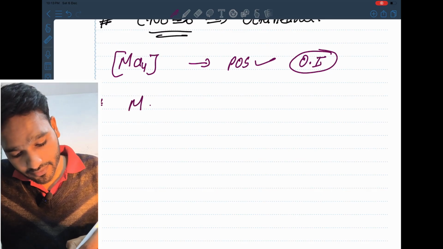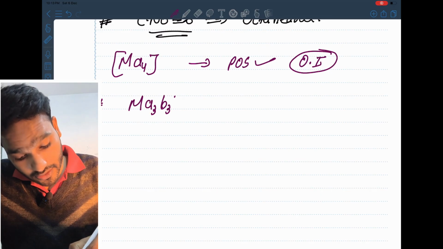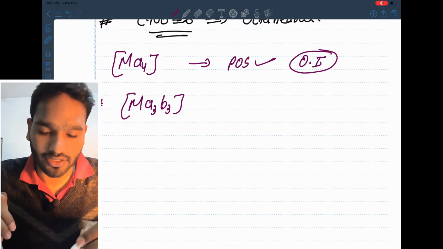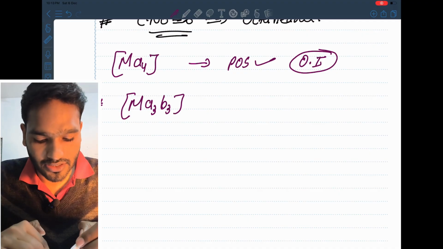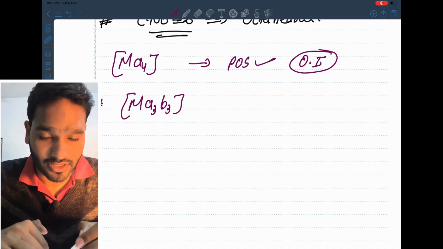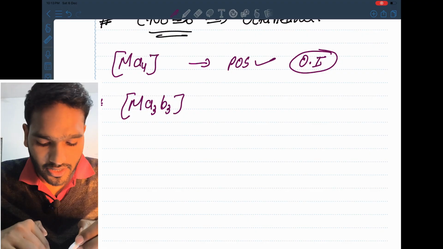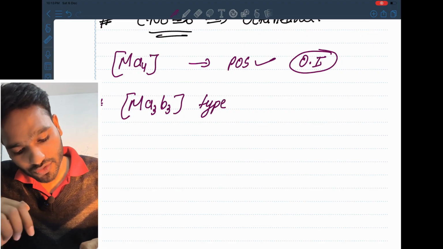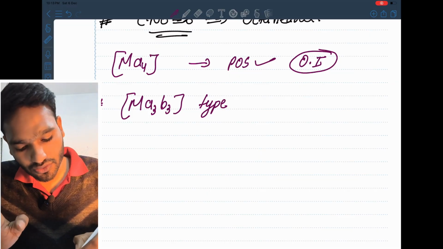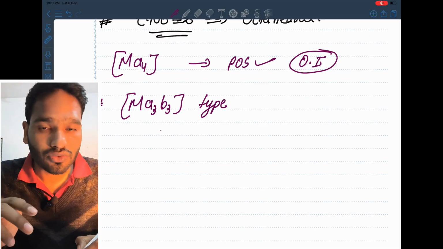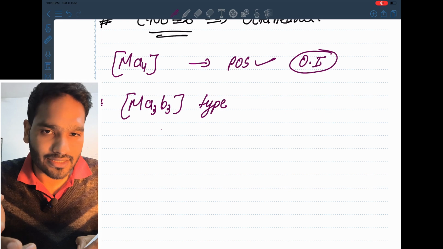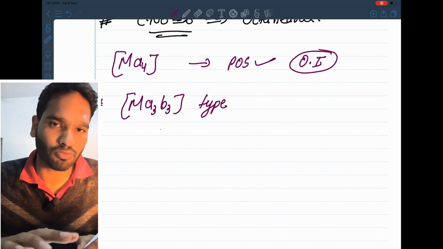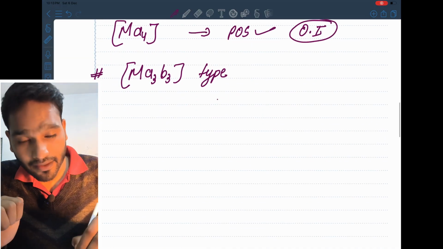This is very famous, and it used to come in exams. I think in JEE 2025 there was a question on this type of complex. The complex was MA3B3 type. If you have MA3B3, you know the coordination number is 6. A and B are monodentate ligands. We have ligands according to denticity; it can be monodentate or bidentate. If A and B are monodentate ligands, first we will draw the geometrical isomers.